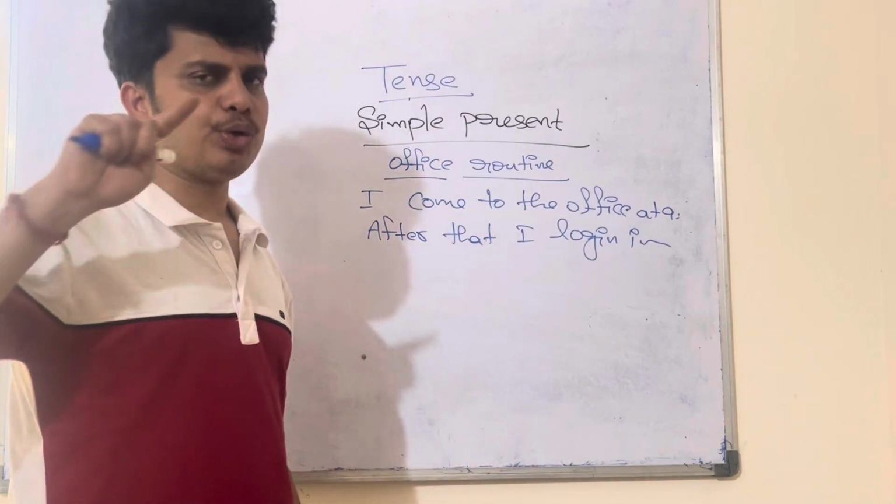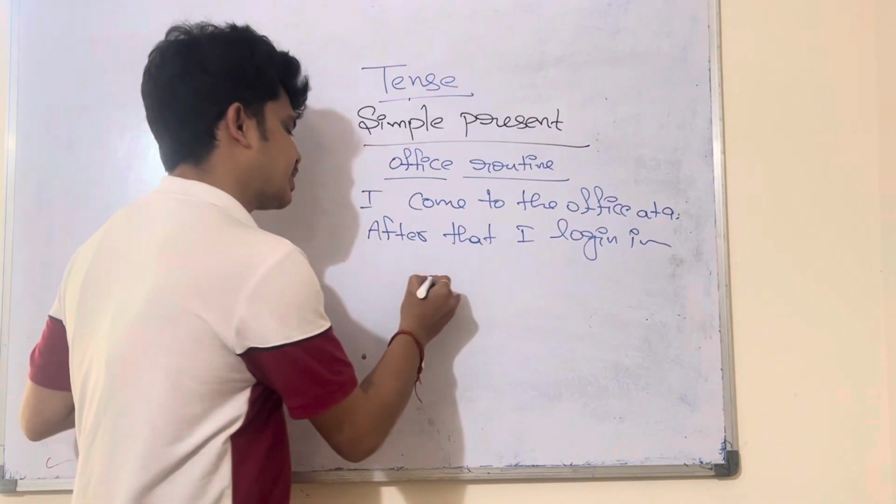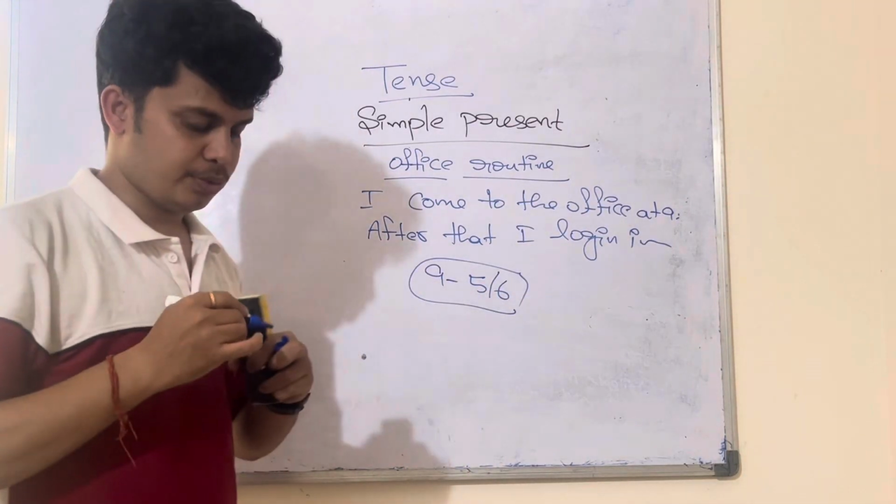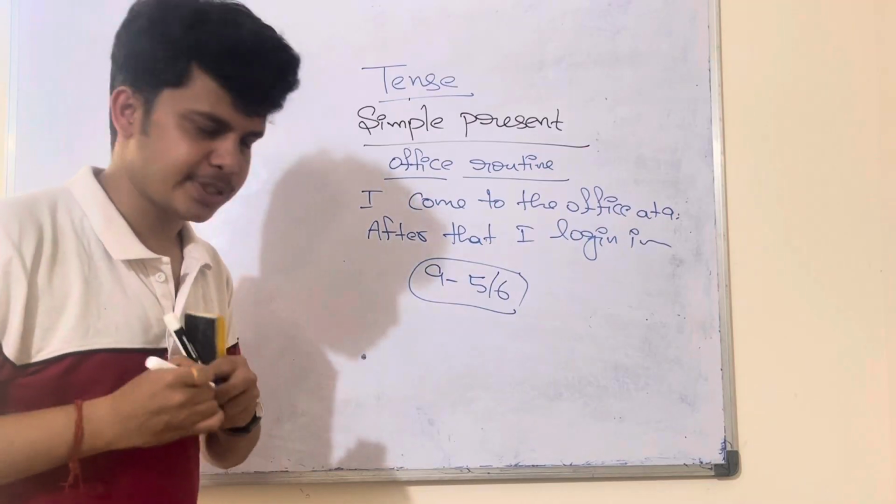You don't have to tell when you go to bed. Why? Because the office times are only from 9 to 5 or 9 to 6. So you only have to tell what you do during your office hours.